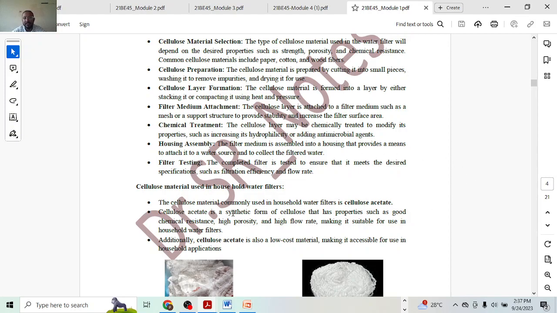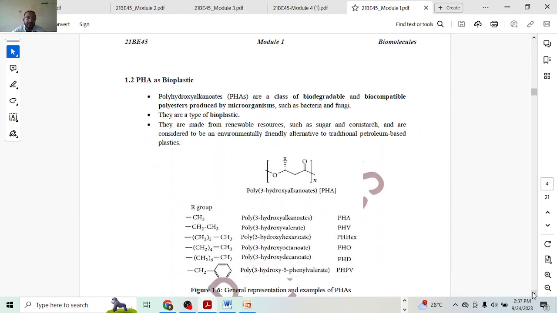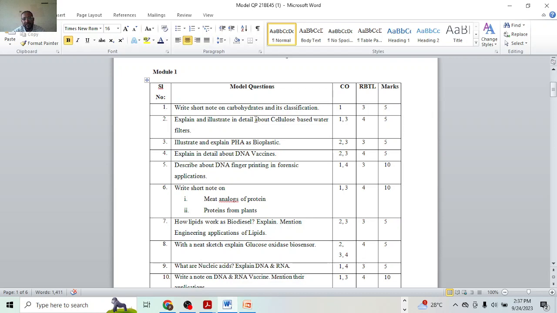So you don't have to write everything again here. What the main process is, you write, and cellulose material used in households, all those things, if extra marks are asked, you can write, your understanding. So you basically understand the questions. Here it is explain and illustrate in detail about cellulose based water filter. So for the cellulose based water filter, you have to give the introduction and the process. Those 2 things are important. The rest, if time permits, you write, or else it doesn't require.